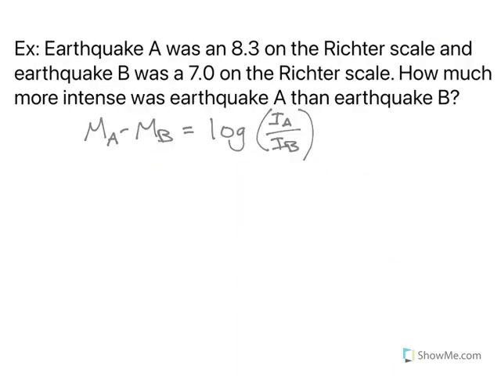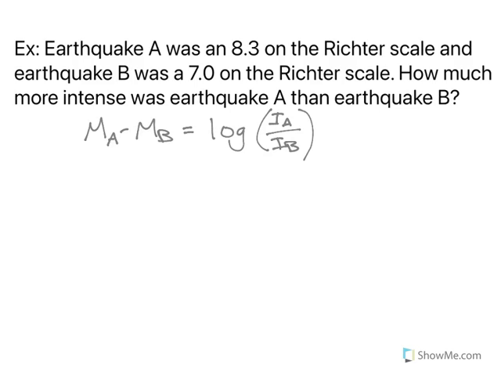Okay, let's do an earthquake example. We're going to do a comparison of two earthquakes. These are two earthquakes that happened in San Francisco a long time ago. I don't remember the years. But earthquake A was an 8.3 on the Richter scale, and earthquake B was a 7.0 on the Richter scale. How much more intense was earthquake A than earthquake B?